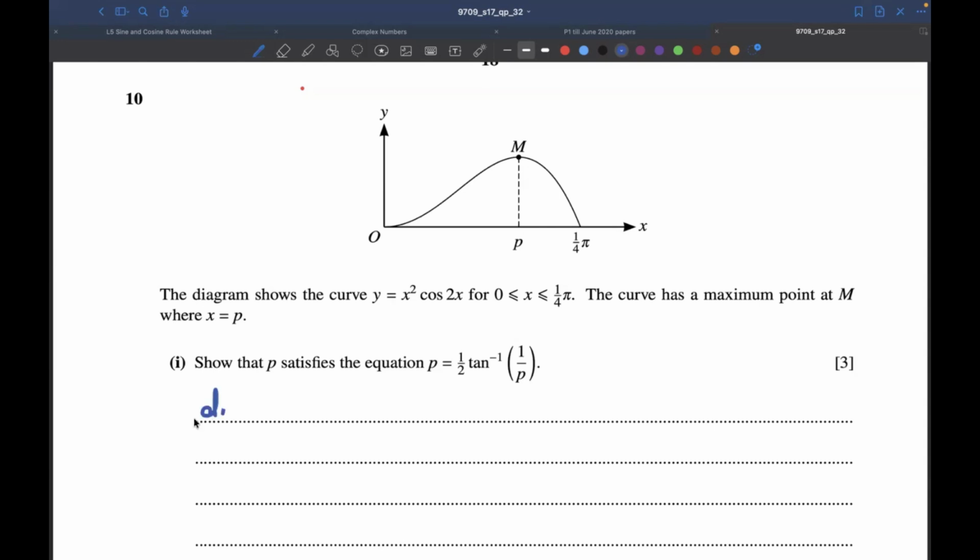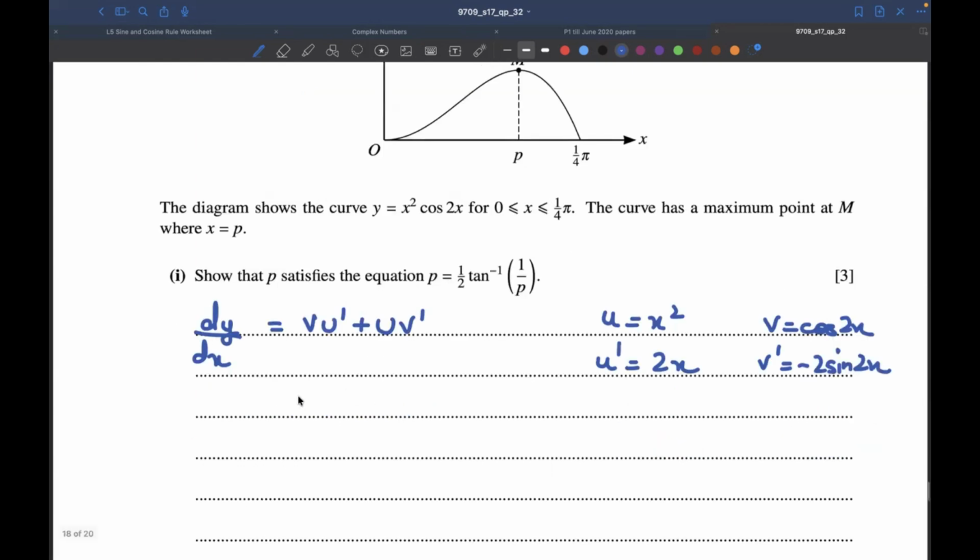So in the first step, we'll find dy by dx. And as two terms are multiplying, we'll use the product rule. So we'll say u equals x squared and u dash will be 2x. v equals cos of 2x. So v dash will be, the derivative of cos is minus sine and the derivative of 2x is 2, so minus 2 sine of 2x.